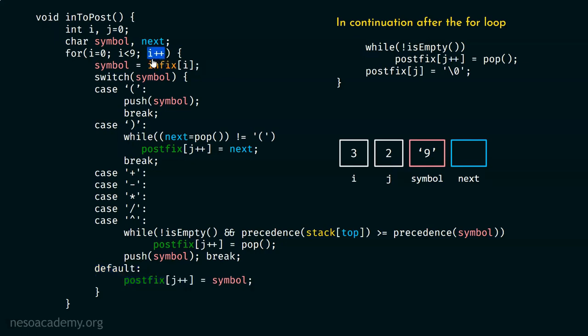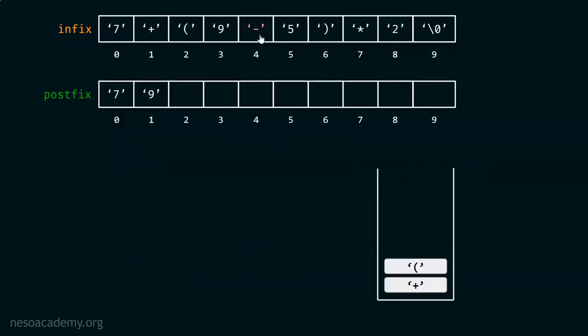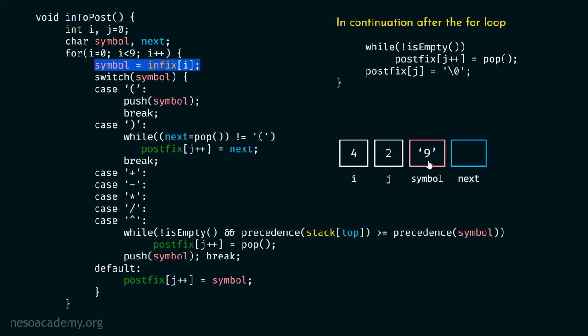And here again I will be incremented by 1. This becomes 4. We'll again check the condition. Condition is satisfied. This symbol variable will now receive this character. So we can replace this by minus. This time we will check this condition. Is stack empty? Stack is not empty. So this is true, right?